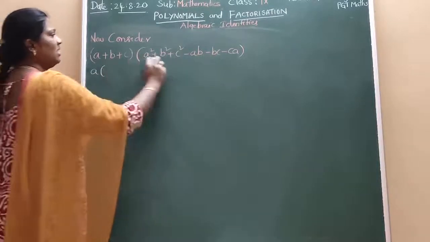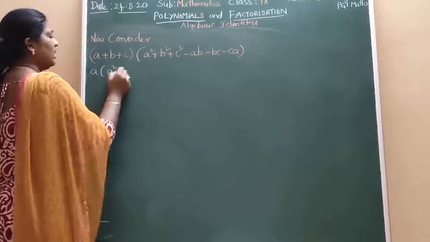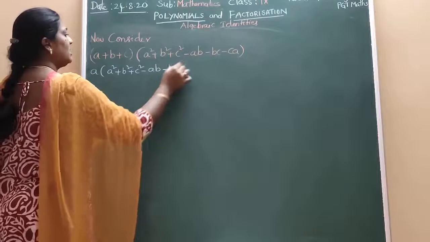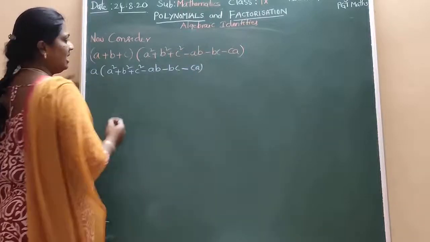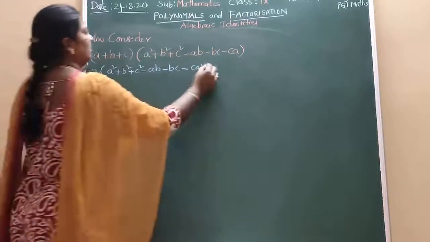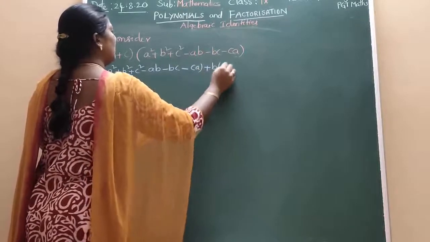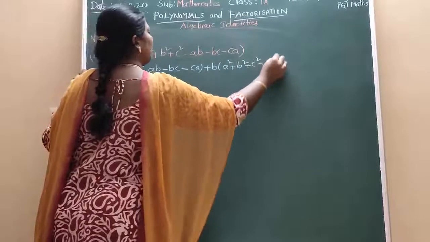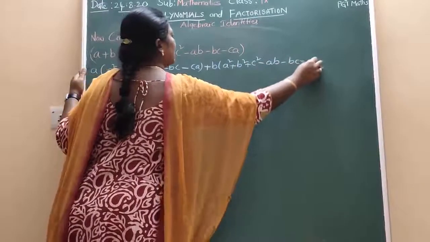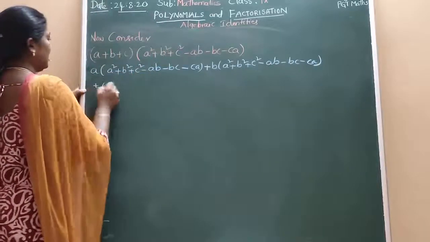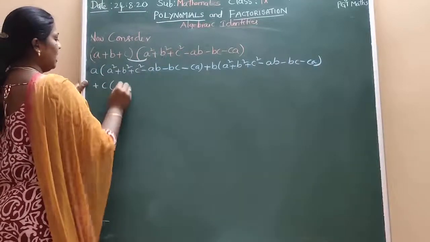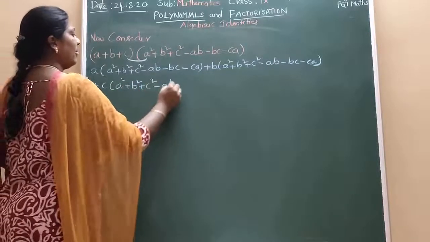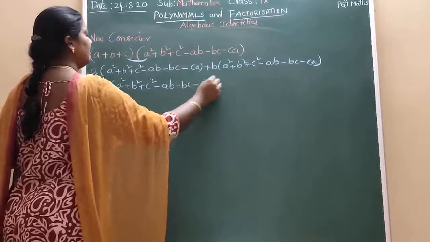First of all, we multiply a with the whole (a² + b² + c² − ab − bc − ca). Again multiply with b: plus b into (a² + b² + c² − ab − bc − ca). And again plus c into (a² + b² + c² − ab − bc − ca).